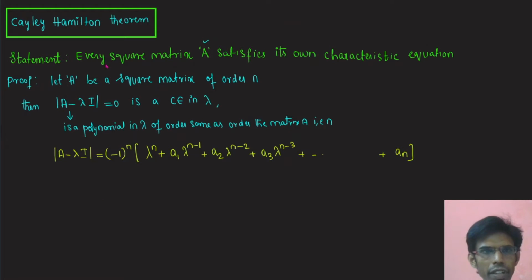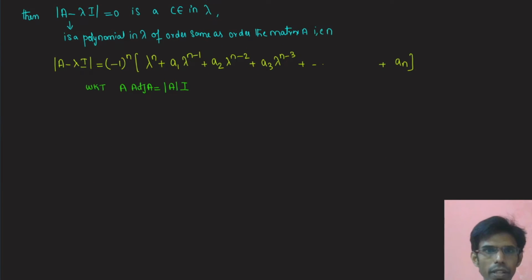Now we can prove this Cayley-Hamilton theorem by a property. Let me write down that property, that is A into adjoint A equals determinant of A into identity matrix. This is the property that we have known. Now replace this A by A minus lambda I here.